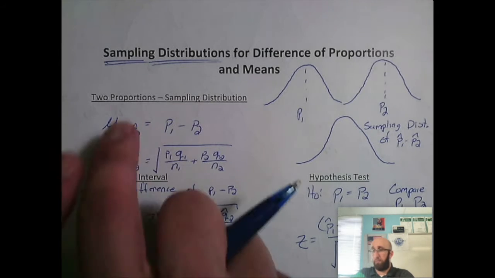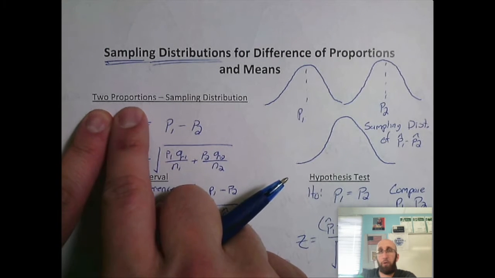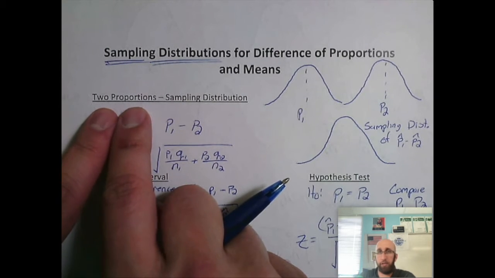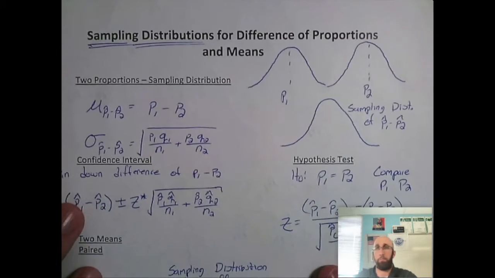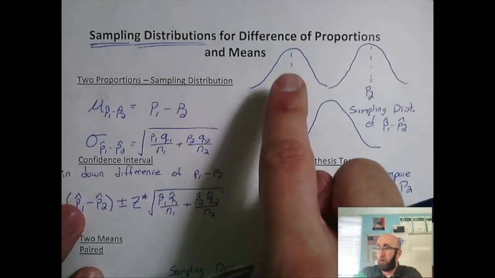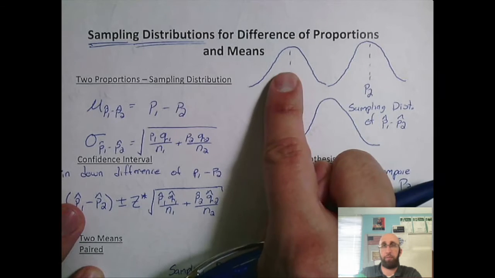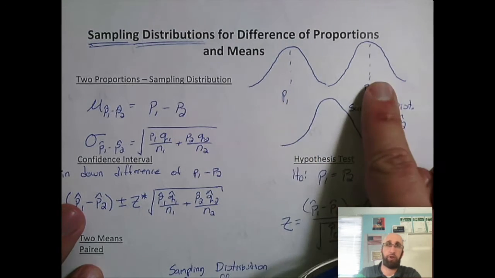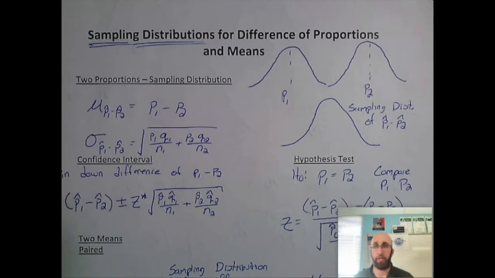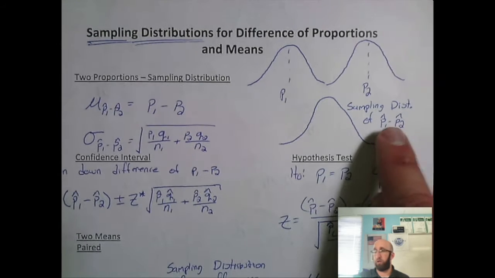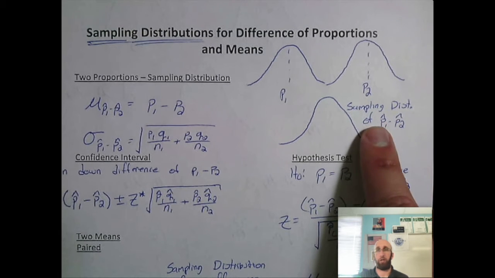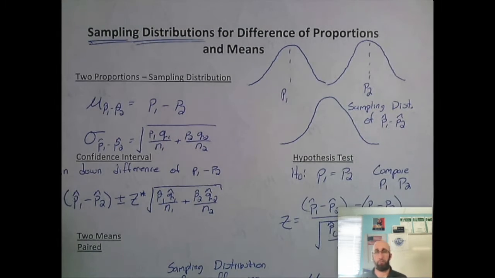So let's start with two proportions. We have two proportions and we're making a comparison between the two. Here's how the sampling distribution works. We have two different populations. Maybe one population has a proportion, and another population has a proportion. What we want to do is create a sampling distribution of p hat 1 minus p hat 2. Here's what that means.